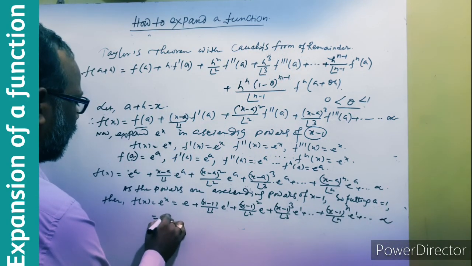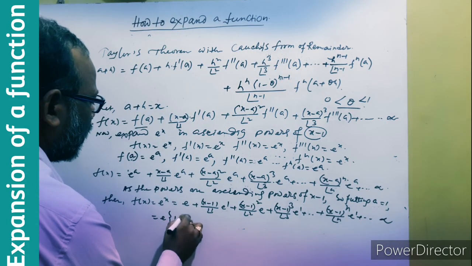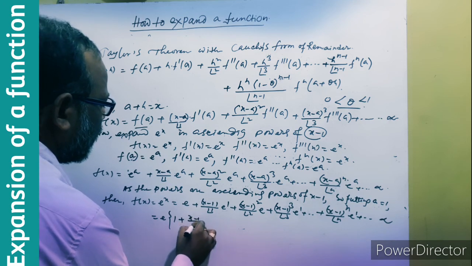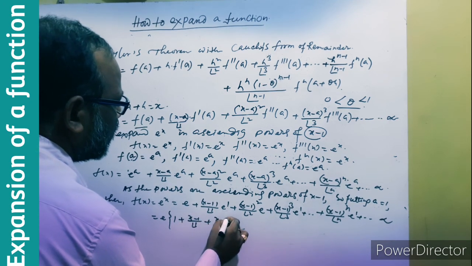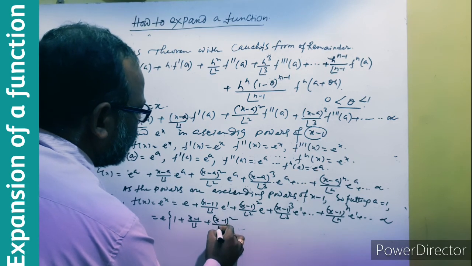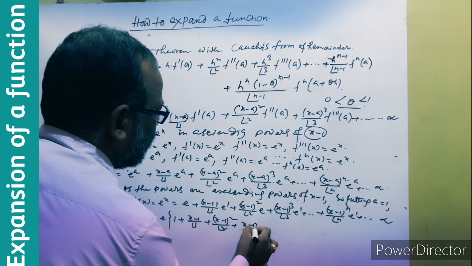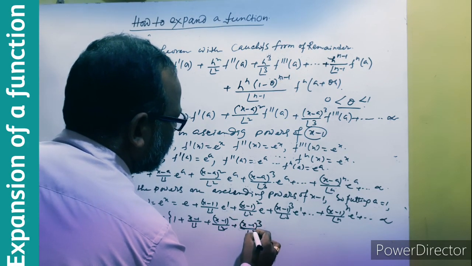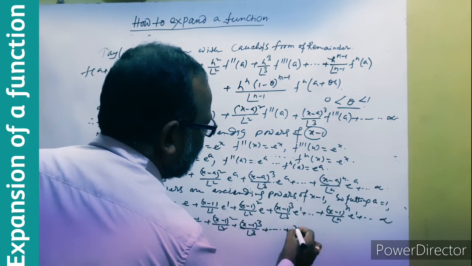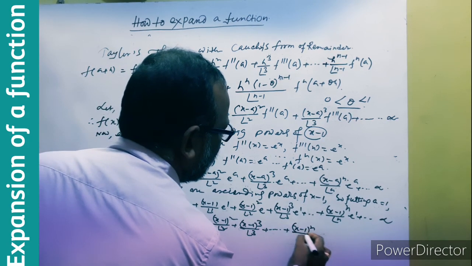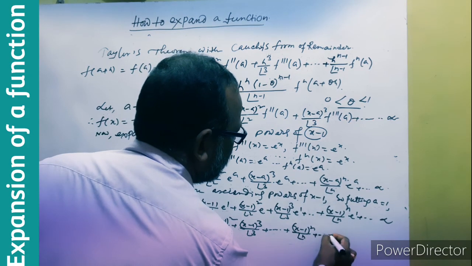Taking e common, we get 1 plus (x minus 1) by factorial 1, plus (x minus 1) whole square by factorial 2, plus (x minus 1) whole cube by factorial 3, and (x minus 1) whole to the power n by factorial n, and so on to infinity.